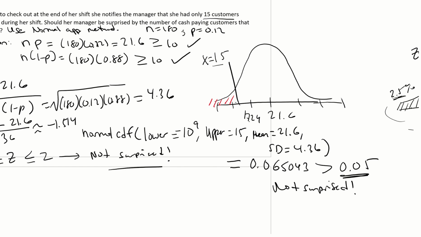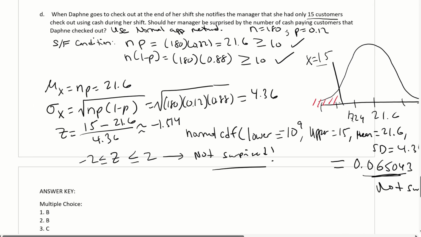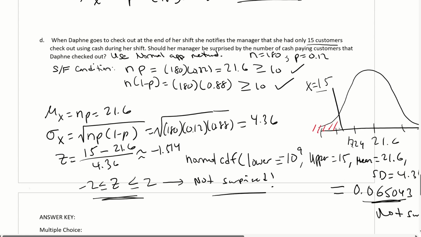Okay, so in the end, we have basically two ways to do this. Calculate the probability to see if it's greater than 0.05 or less than. If it's less than or equal to, you should be surprised by the result. If it's greater than, you should not be surprised by the result. Or if you're talking about it in terms of standard deviations, remember z tells you the number of standard deviations. If it's within two standard deviations, not surprising. If it's outside of that range, surprising. So hopefully that helps, and there's a lot going on there.